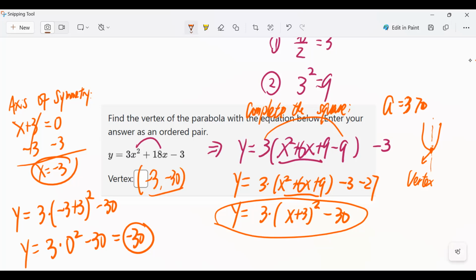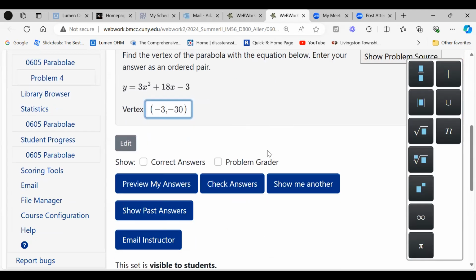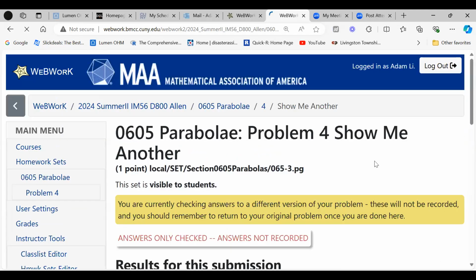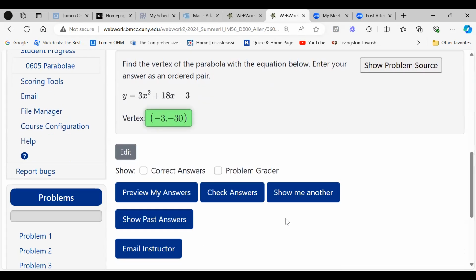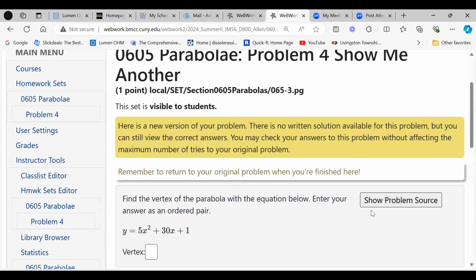Do you have any questions about this? So that will be the vertex. If we go back, the answer is (-3, -30). Let's check the answer. It's good. So I guess you guys are going to try one of these, right? Let's try this one.